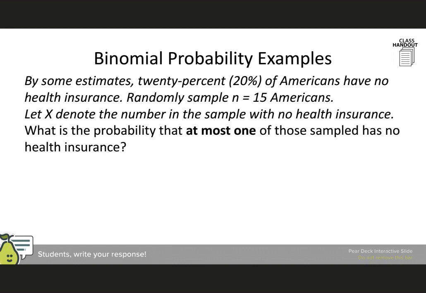So in this case, at most 1 is less than or equal to 1. And we still have the same N is 15. We still have the same P is 0.20. And K we're going to use as 1.